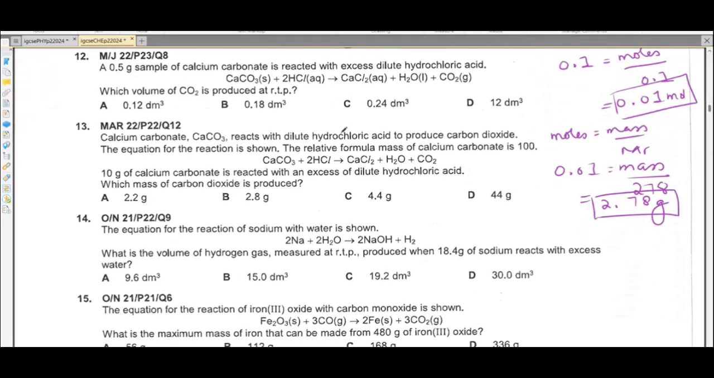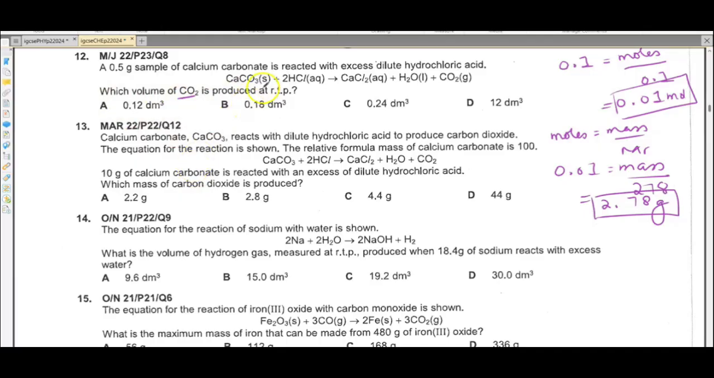Okay, moving on to question number 12. A 0.5 gram sample of calcium carbonate is reacted with excess dilute hydrochloric acid. CaCO3 plus 2HCl, CaCl2. Okay, there is. Which volume of CO2 is produced? Okay.